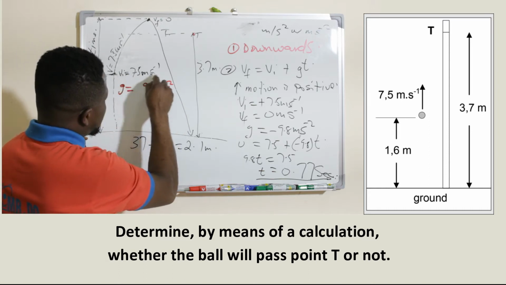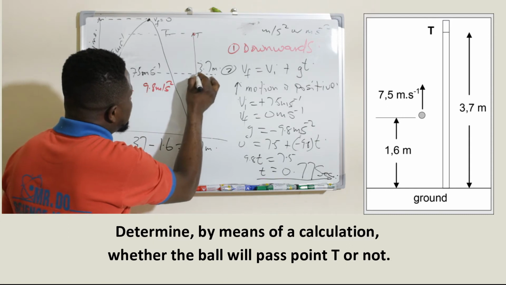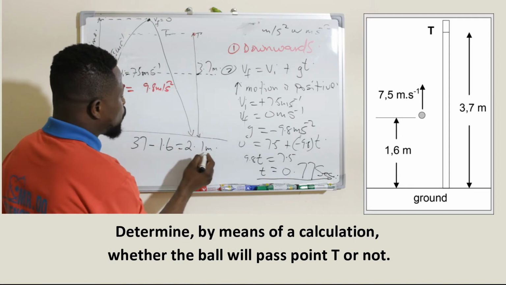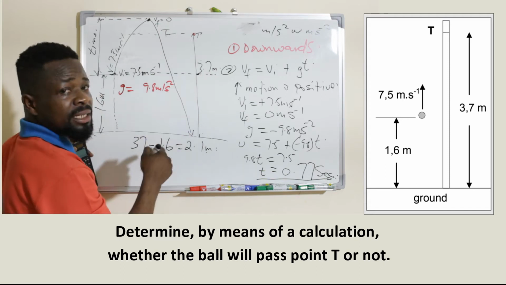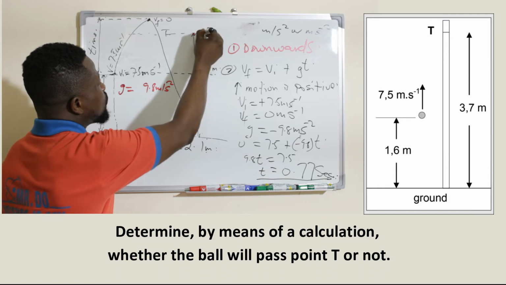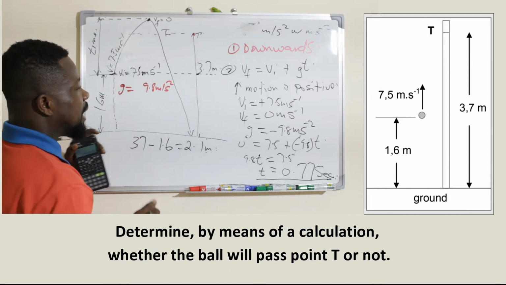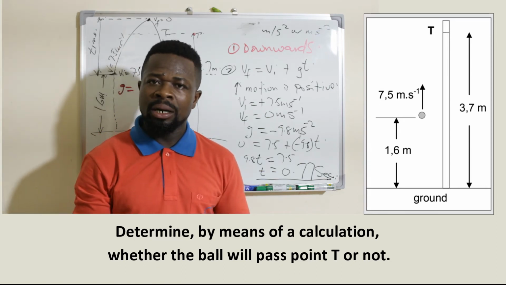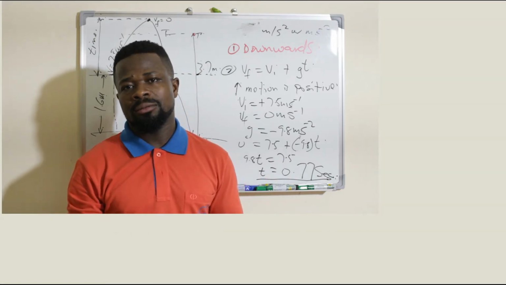If you still don't understand, this is the point of projection. From this point to this point is 3.7 meters, and from here to here is 1.6 meters. So that means from here to here is 2.1 meters. So let's begin by dealing with that calculation and see whether the ball is going to pass the point T or it's not going to reach the point T.